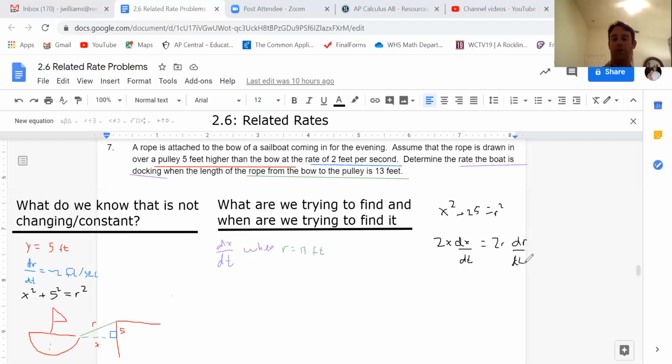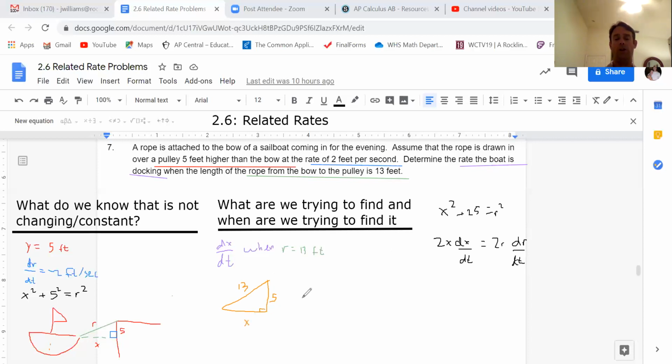And we've seen something like this before. We don't know every value because we don't know x. So we're going to take a quick time out here and figure out what x is. At this snapshot in time, when r is 13, we know the height is 5. We got to figure out what x is.